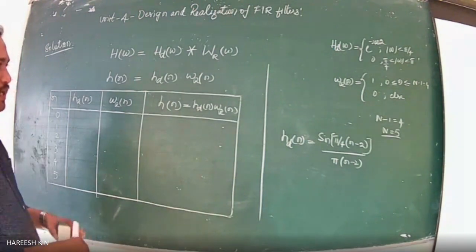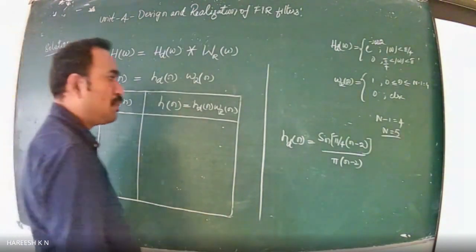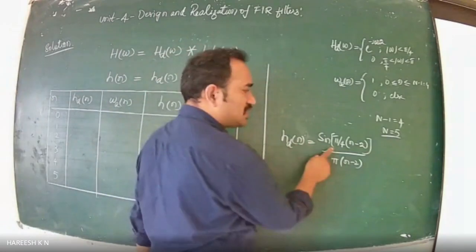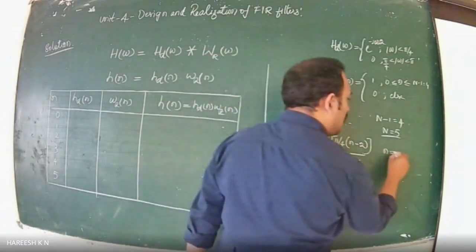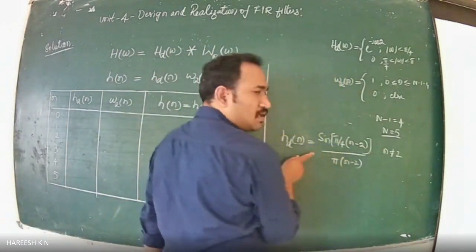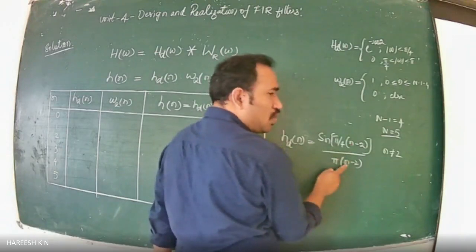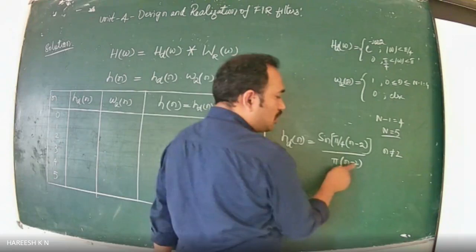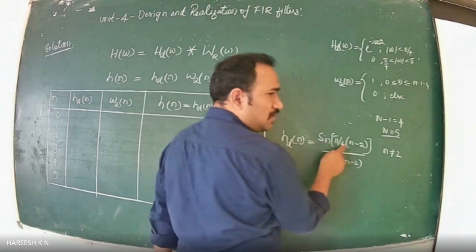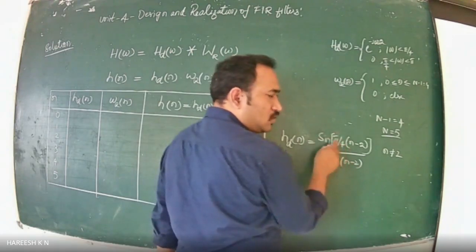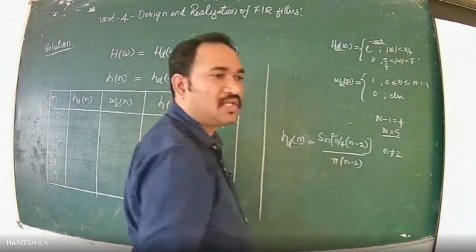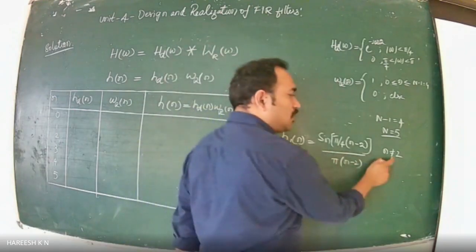And once again, in that integration that we have obtained, hd of n is equal to this. This is for n not equal to 2. Now, just try to analyze, if n is equal to 2 over here and over there, 2 minus 2 is 0, and sine of 0 there also we will be getting 0. 0 by 0 is indeterminate. We don't want that value. This is for n not equal to 2.